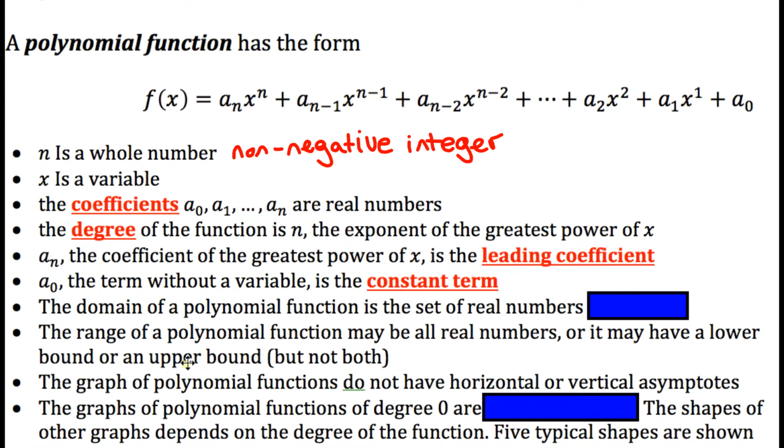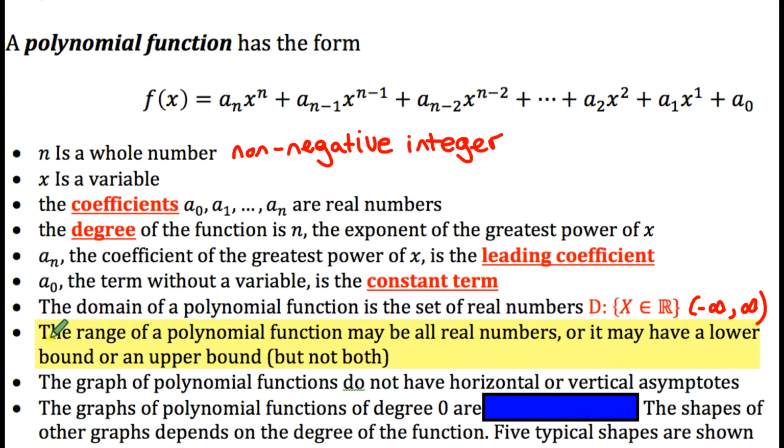For all polynomial functions we work with, the domain is always going to be the set of all real numbers. There is never going to be a restriction on what we could sub in for x to be able to get a y value. So for polynomial functions, domain is always x is any real number, or in bracket notation, we could write from negative infinity to infinity.